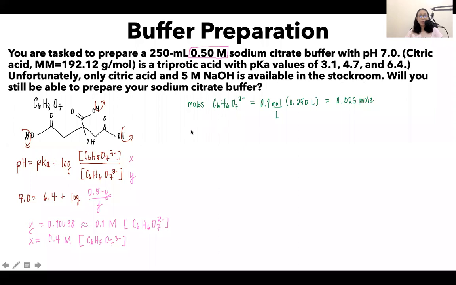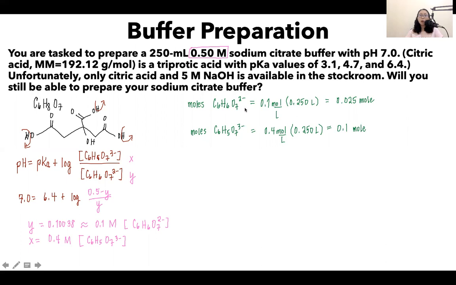Then we get the mole of our conjugate base, citrate, C6H5O7 3 minus. So we multiply 0.4 mole per liter times the final volume of our buffer, 250 ml or 0.250 liter. And this will give you 0.1 mole. Now, here is the tricky part.